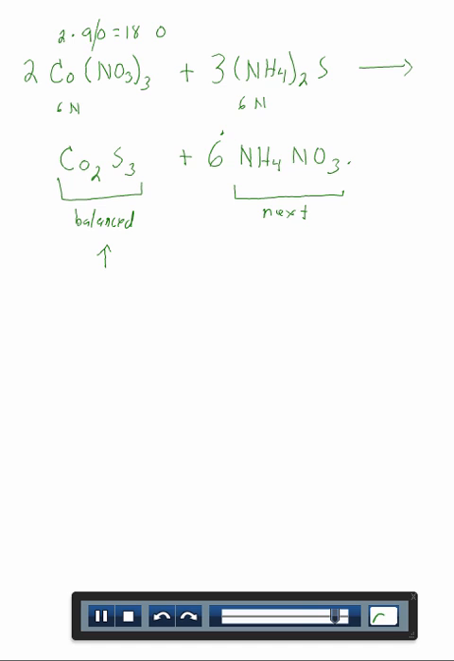So now let's look at hydrogens. I've got 8 times 3 is 24 hydrogens on the left, and I have 6 times 4, 24 hydrogens on the right. So this equation is now balanced.